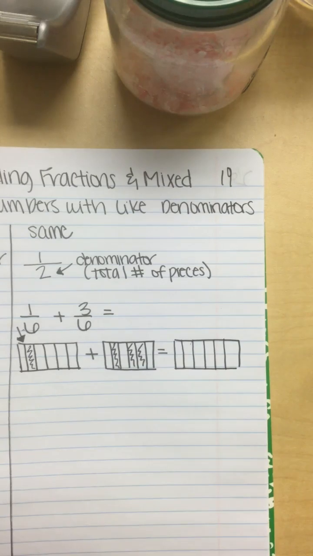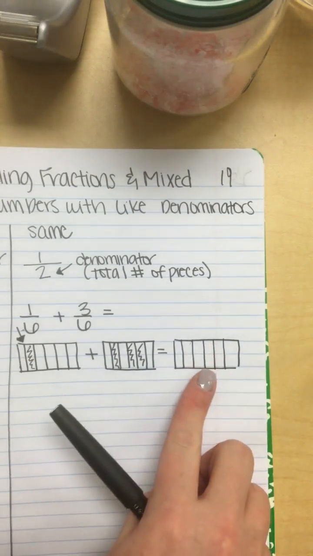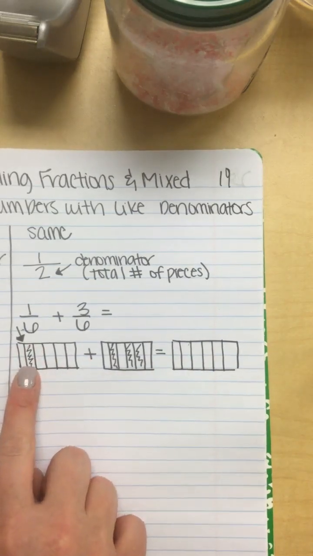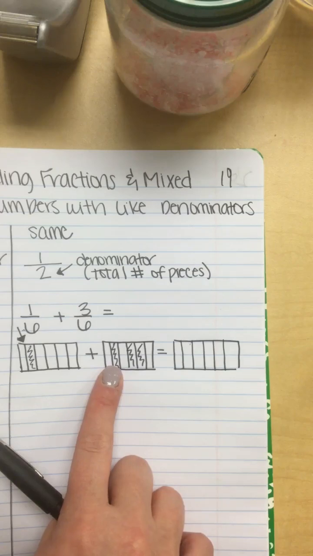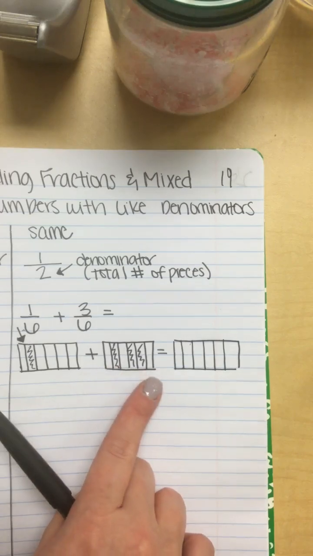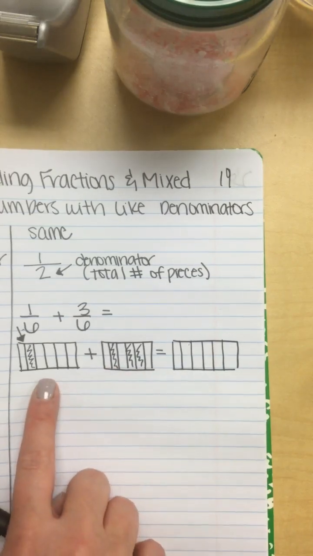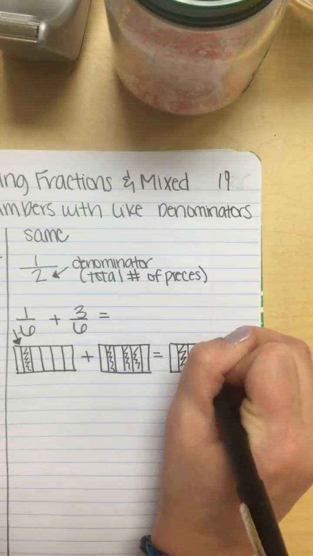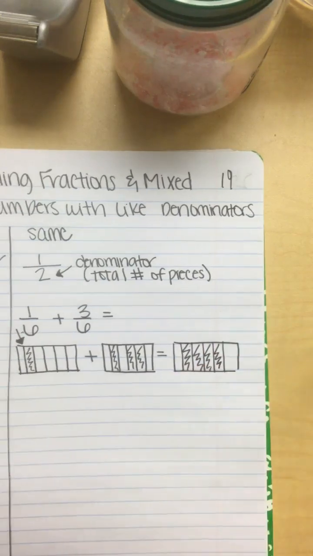And now I need to put my answer, or have this picture be my answer. So we're going to add. How many pieces are shaded in this one? 1. How many pieces are shaded in this one? 1, 2, 3. So we need to do 3 plus 1, and that gives us 4. So I'm going to shade 4 pieces over here.